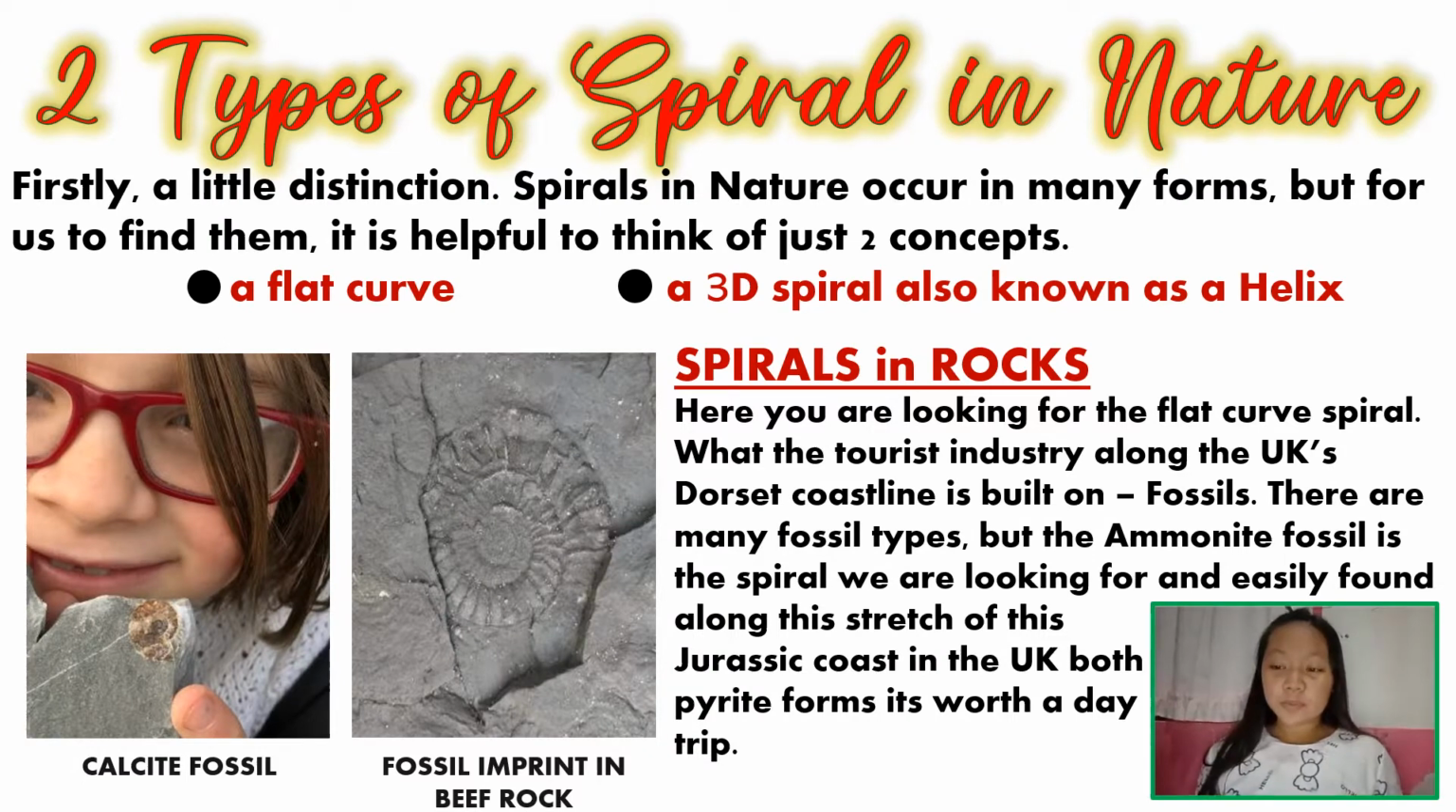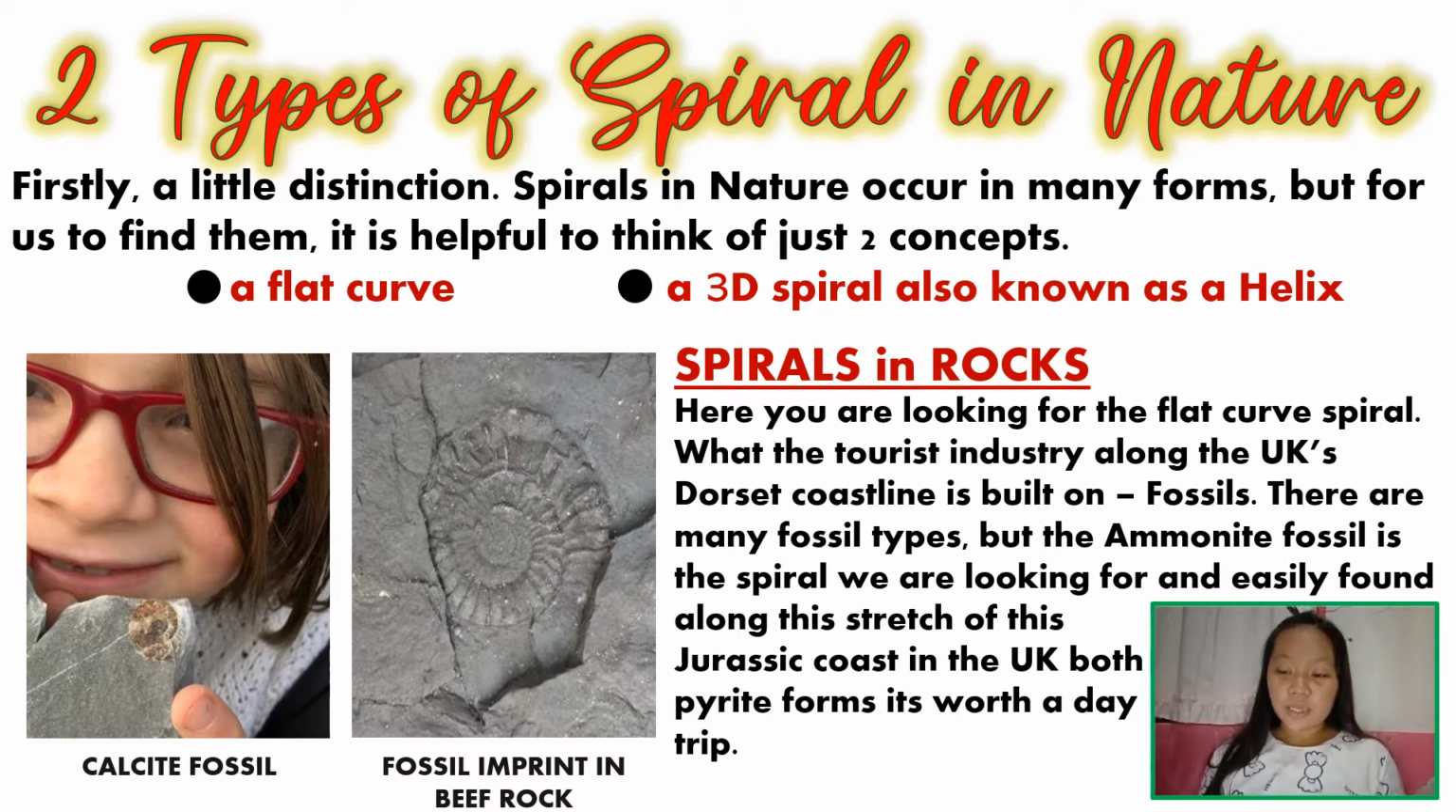Two types of spiral in nature. Firstly, a little distinction: spirals in nature occur in many forms, but for us to find them, it is helpful to think of just two concepts: a flat curve and a 3D spiral, also known as a helix.